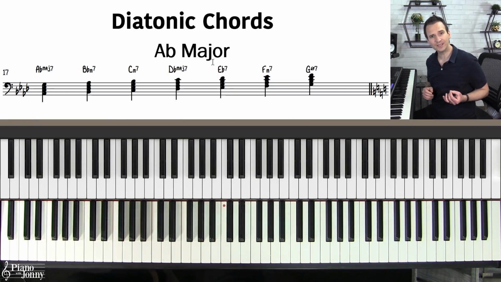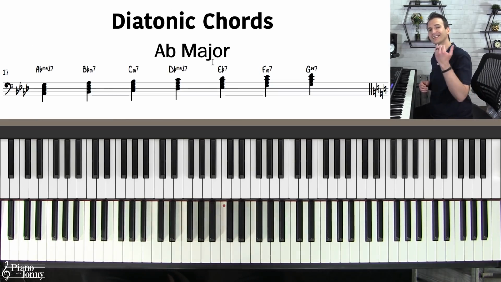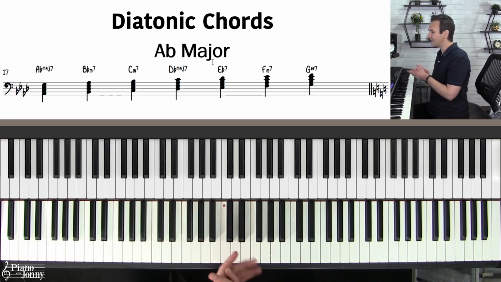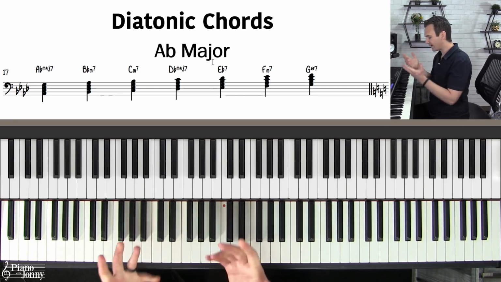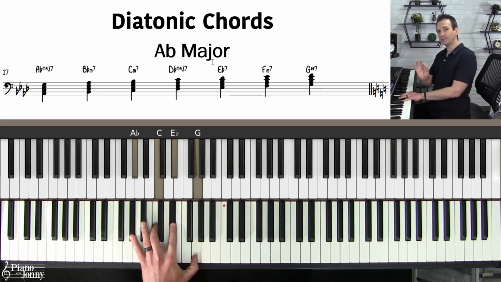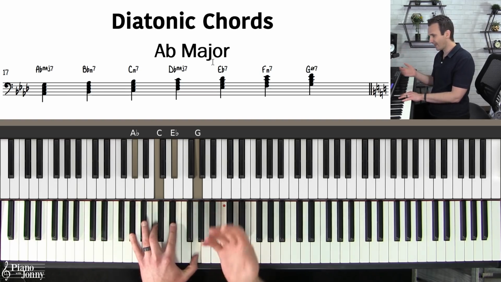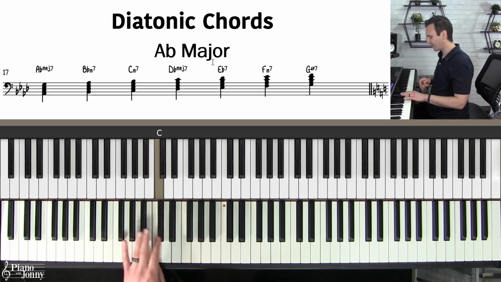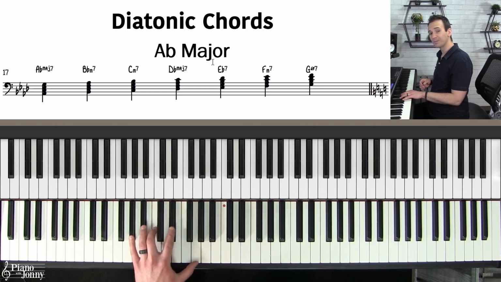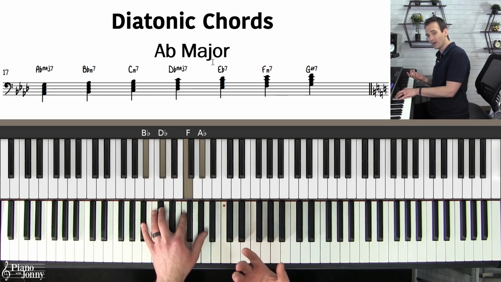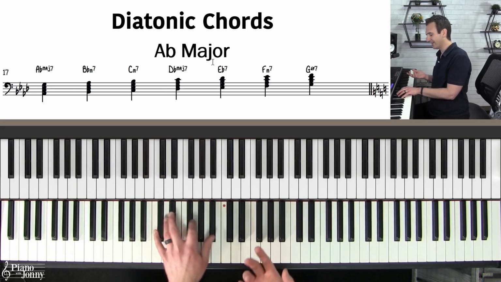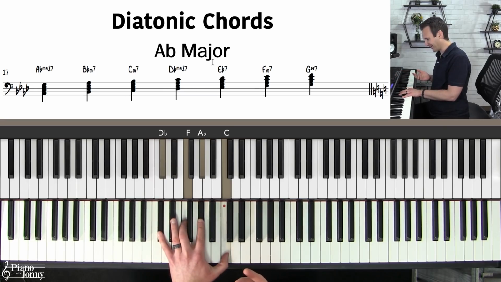And the way to determine this is by playing all of your diatonic 7th chords in the key of A flat, okay? Your diatonic 7th chords are simply the 7th chords that come from your major scale. So if we take all of the notes from our A flat major scale and we build 7th chords on each one, we have our diatonic 7th chords, okay? And they go like this.